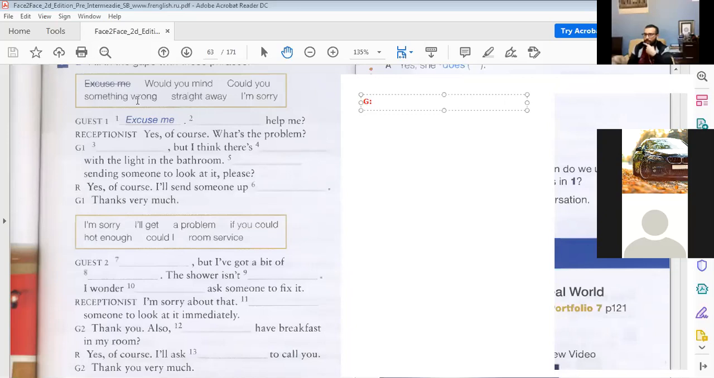And you can use some of the expressions from this side. Excuse me, can you help me? Okay, can you use another one? Okay, excuse me, can you help me? Let's use this one. Yes, of course. Can I help you? Or what's your problem? Yeah, but we need to change a little bit. We don't want to just copy paste. But okay, you can say yes, of course. So the receptionist will say, yes, of course. What's the problem?